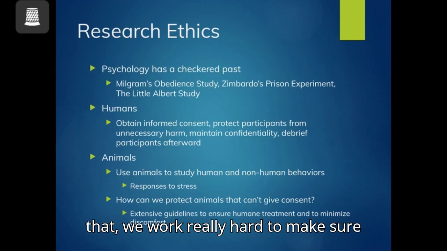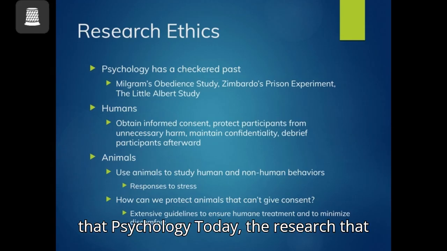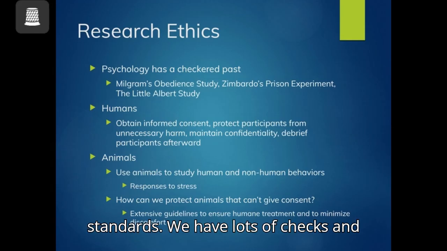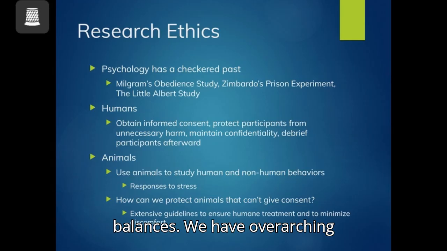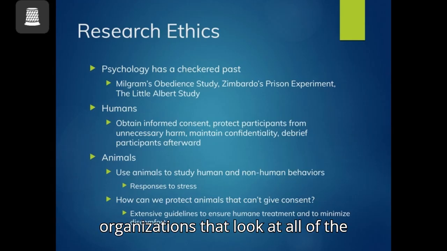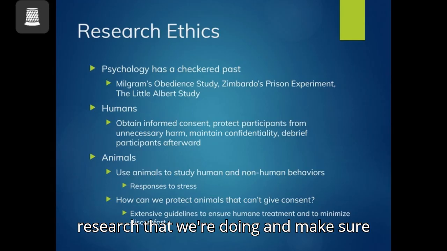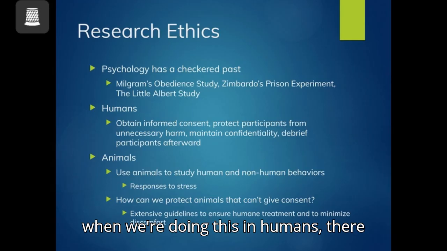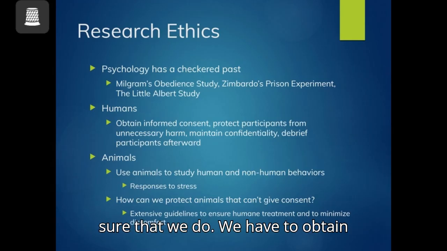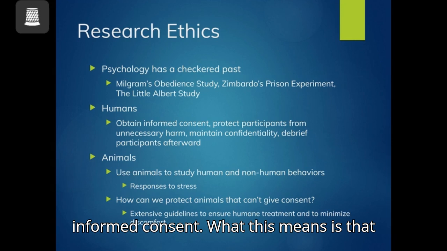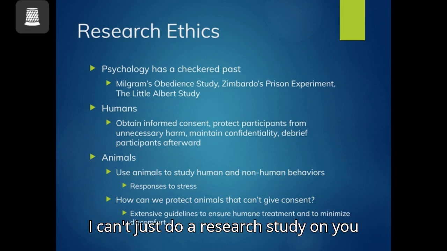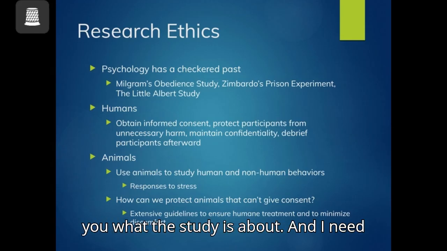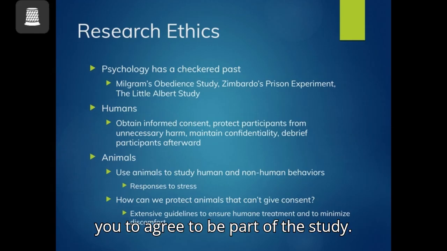And so because of that, we work really hard to make sure that psychology today, the research that we do, is ethical. And we have lots of standards, we have lots of checks and balances, we have overarching organizations that look at all of the research that we're doing and make sure that it is ethical. So when we're doing this in humans, there are a few things that we want to make sure that we do. We have to obtain informed consent. What this means is that I can't just do a research study on you without your permission. I need to tell you what the study is about, and I need you to agree to be part of the study.